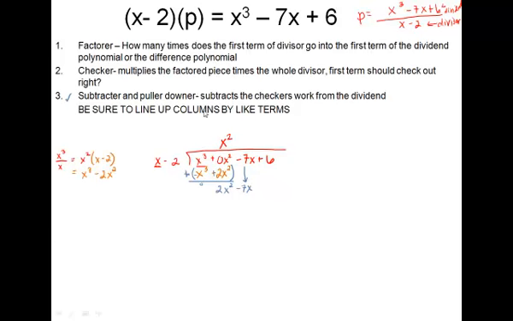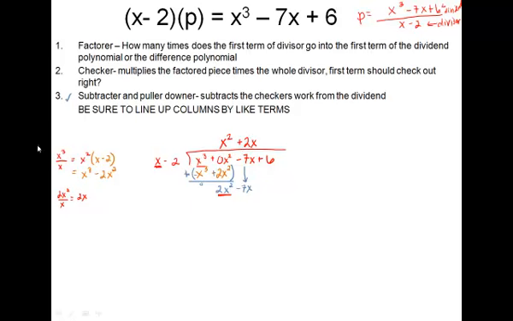Alright, so the factor again is going to look at how many times this term goes into this new polynomial that we got through this process. So we're going to take 2x squared divided by x this time, and we get 2x. Therefore I'm going to put positive 2x up here. Now the checker is up.